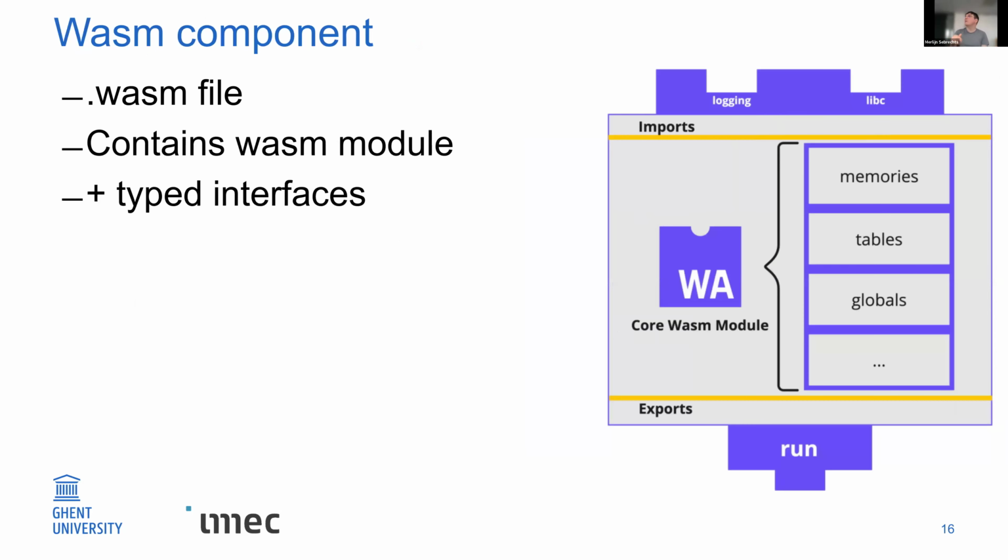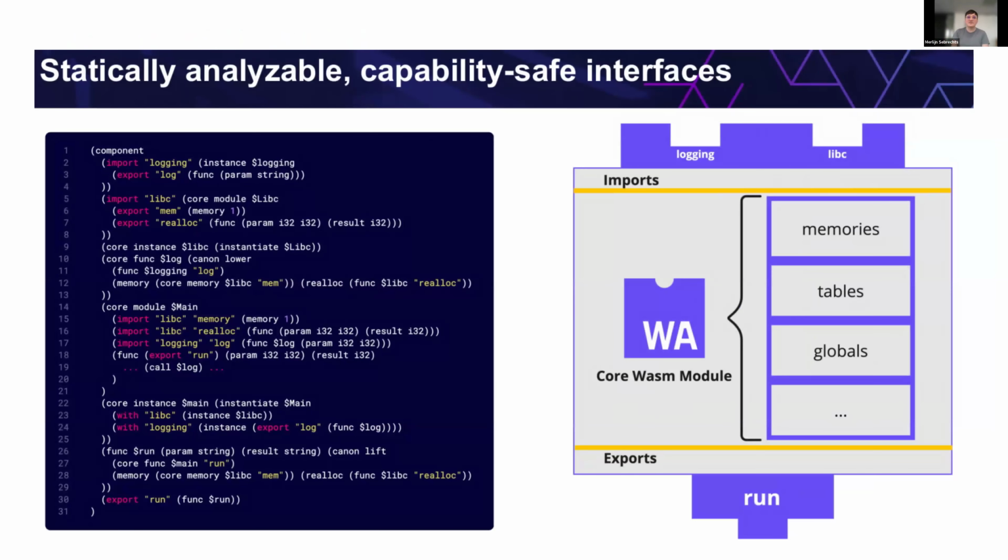So this is where the WebAssembly component model comes in. It's basically a wrapper around a regular WebAssembly module that adds typed interfaces. For all the interfaces that a module imports and exports, the component part of the metadata also adds: what are the types of these interfaces? What is the canonical API of these interfaces? So this gives you statically analyzable, capability-safe interfaces.